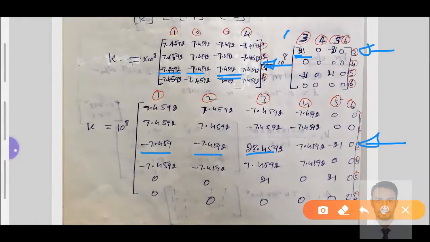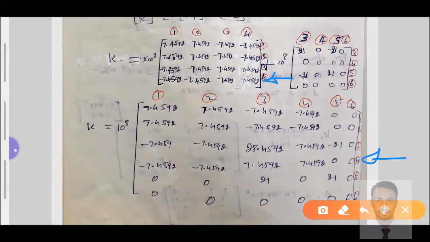For the third row, third column, we need to get this value. Third row, fourth column we also have here: 7.4592 plus 0, that means 7.4592. Similarly, third row, fifth column we have here, minus 21, and third row, sixth column we have 0. Then similarly we need to go to the fourth row.